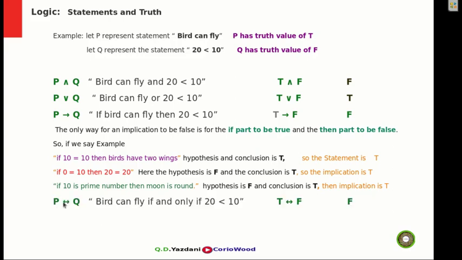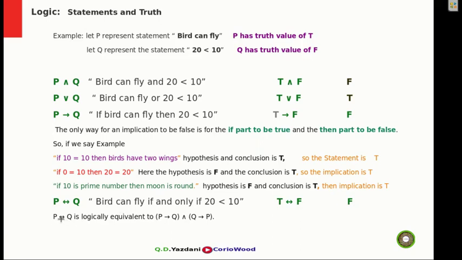P, double-headed arrow: birds can fly if and only if 20 is less than 10. True if and only if false makes it false. P if and only if Q is logically equivalent to P implies Q, and Q implies P. Here P is birds can fly, if and only if the second part, 20 is less than 10. True if and only if false makes it false.